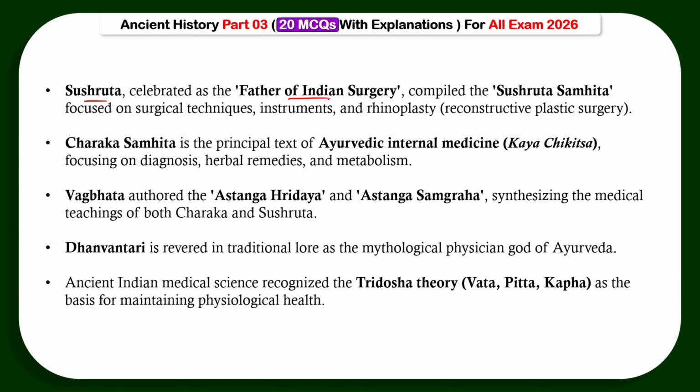Shushrat, celebrated as the father of Indian surgery, compiled the Shushrat Samhita, focused on surgical techniques, instruments, and rhinoplasty, reconstructive plastic surgery. Charak Samhita is the principal text of Ayurvedic internal medicine, Kaya Chikitsa, focusing on diagnosis, herbal medicine, and metabolism. Vagbhata authored the Ashtanga Hridaya and Ashtanga Samgraha, synthesizing the medical techniques of both Charak and Shushrat.